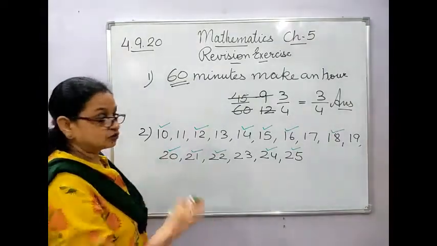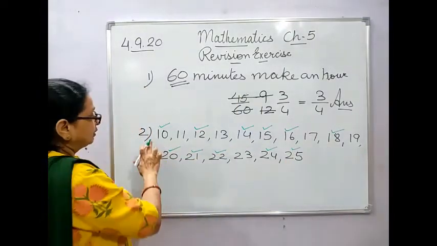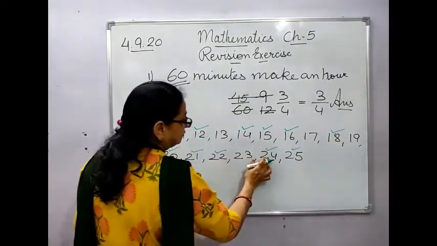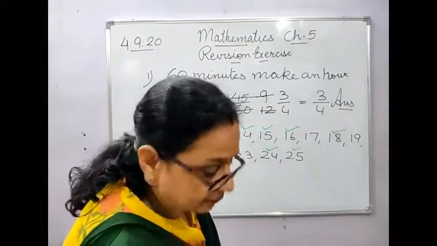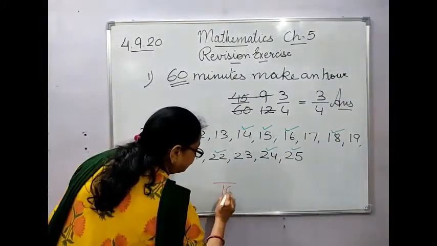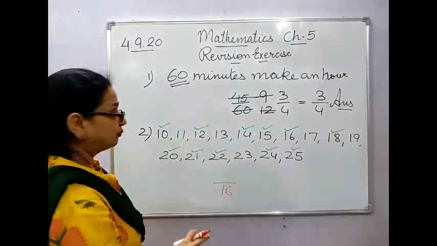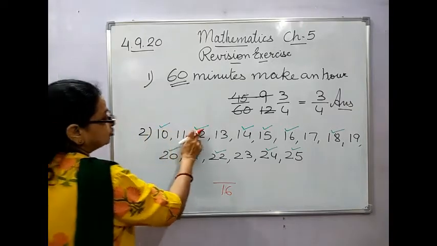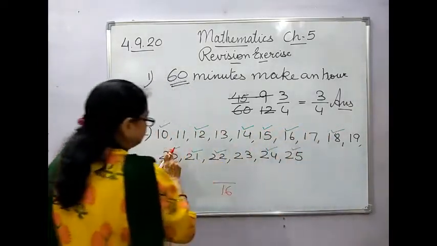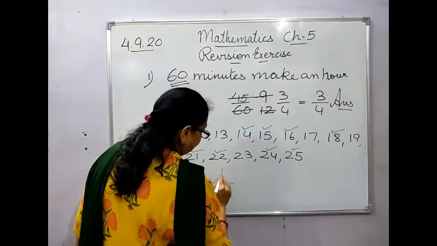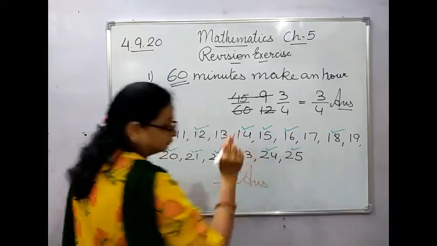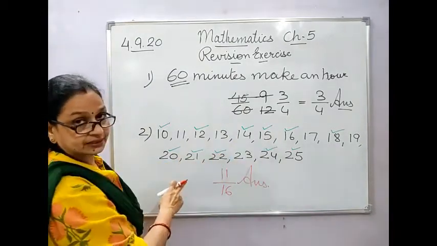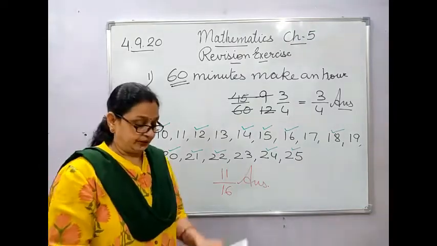Now they have asked for a fraction. So first you will count the total number: 1, 2, 3, 4, 5, 6, 7, 8, 9, 10, 11, 12, 13, 14, 15, 16. Total number is 16, so we will make it the denominator. Now count the composite numbers, as they have asked for the composite numbers: 1, 2, 3, 4, 5, 6, 7, 8, 9, 10, 11. So this is your answer. There are 16 numbers, out of which 11 are composite. This is how you have to do it.